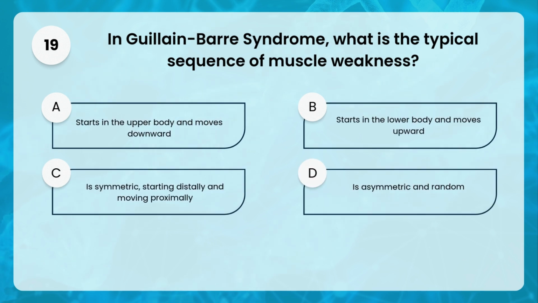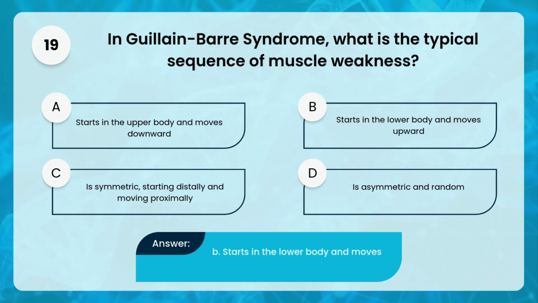A. Starts in the upper body and moves downward. B. Starts in the lower body and moves upward. C. Is symmetric, starting distally and moving proximally. Or D. Is asymmetric and random. The answer is B. Starts in the lower body and moves upward.